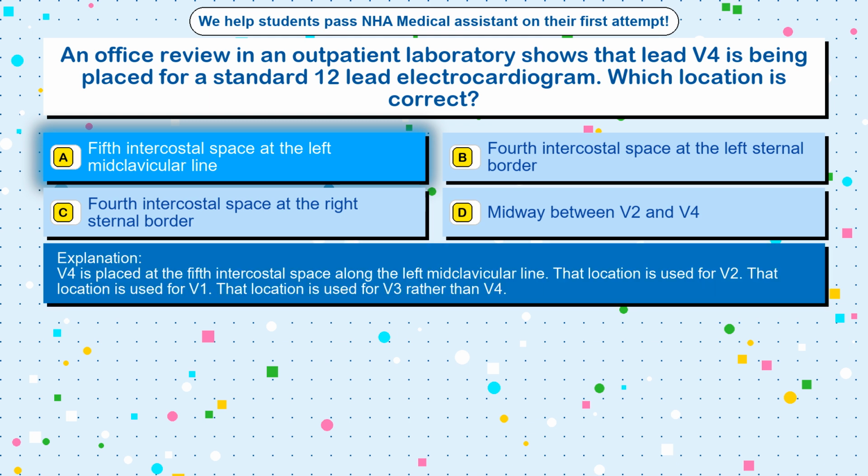V4 is placed at the 5th intercostal space along the left midclavicular line. That location is used for V2. That location is used for V1. That location is used for V3 rather than V4.